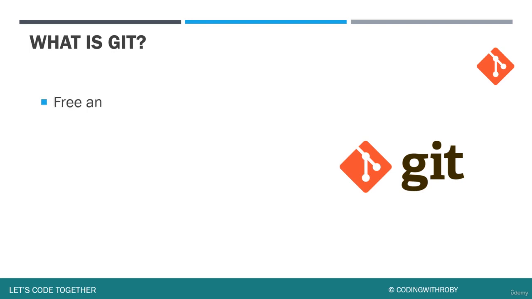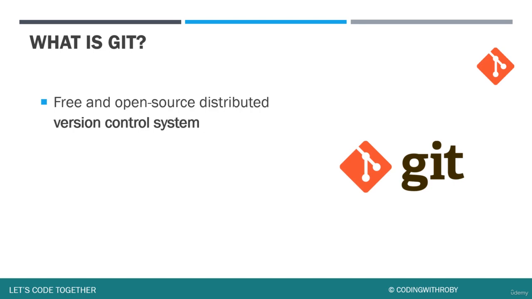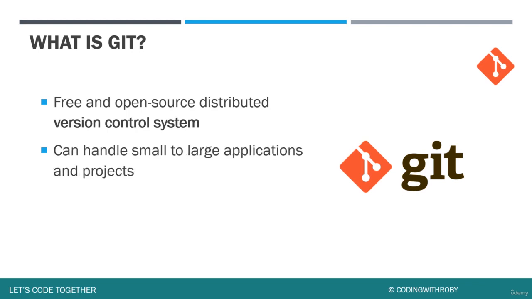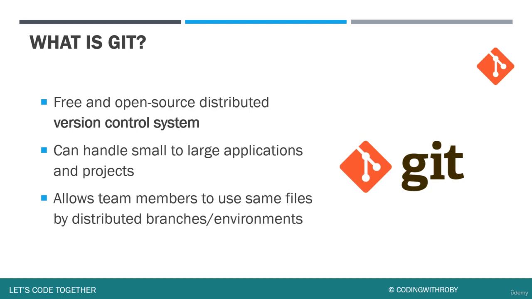What is Git? Git is a free and open source distributed version control system. Git can handle small to large size applications and projects. And Git allows team members to use the same files by distributed branches and environments. Now, if we needed to remember one thing, it is that Git is a version control system for our code.